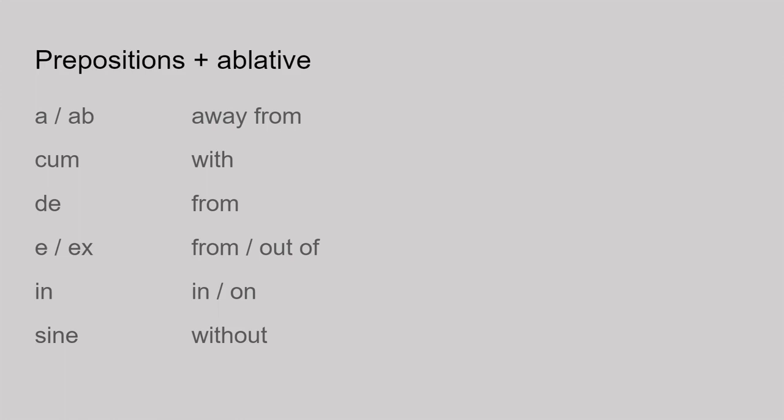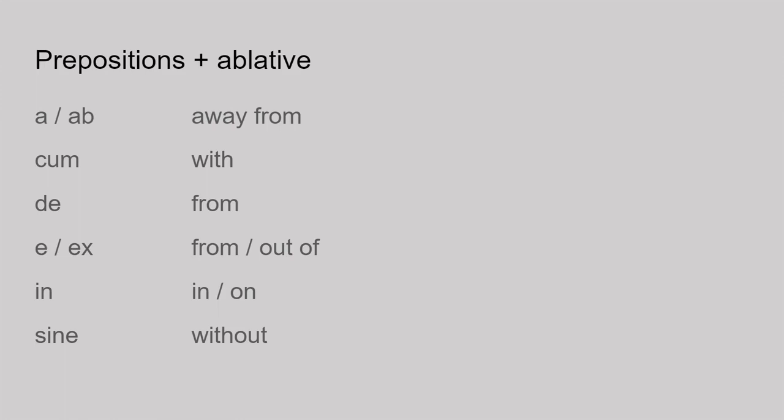So a or ab, if it comes before a word beginning with a vowel, means away from. Cum means with. De means from, such as like he came from the city. E or ex, again if it's followed by a vowel, is from or out of. In we've already discussed, and with the ablative it means in or on.